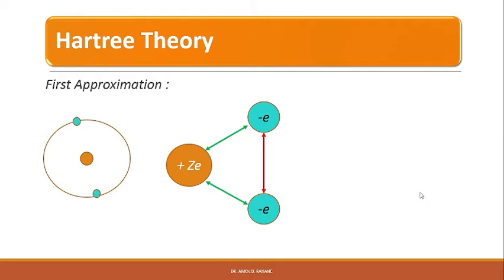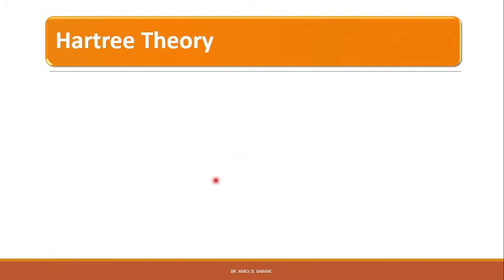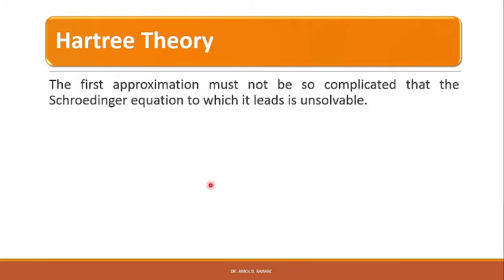Furthermore, in a typical multi-electron atom, there are so many interactions between an electron and all the other electrons that their net effect is very strong, except if the electron is quite near the nucleus. Another requirement of the method is that the first approximation must not be so complicated that the Schrödinger equation to which it leads is unsolvable. That means the interactions we consider in the first approximation should not be so complicated, otherwise the Schrödinger equation becomes unsolvable.